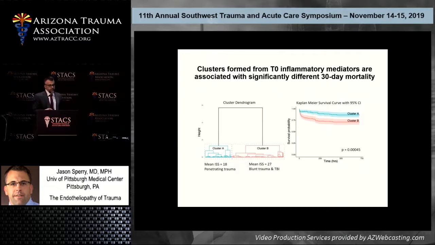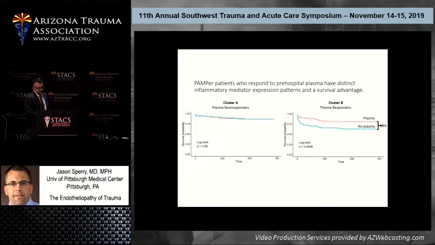Well, interestingly, there were differences in the survival. Cluster A had a higher survival relative to cluster B. This cluster, as I told you, had higher injury severity, more likely blunt injured, worse head injury severity. And so there were differences in the mortality across the clusters. And so the inflammation and the endothelial cell markers separated them into two groups. That makes sense, and that's great.